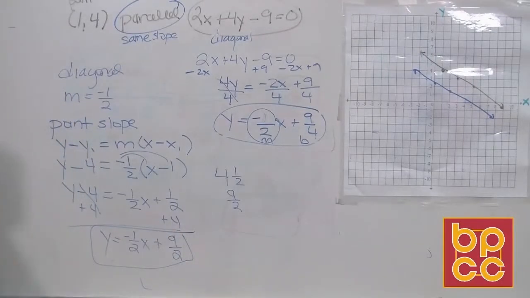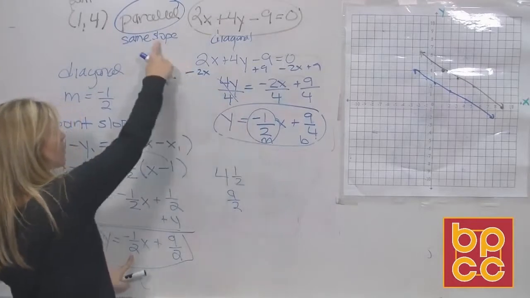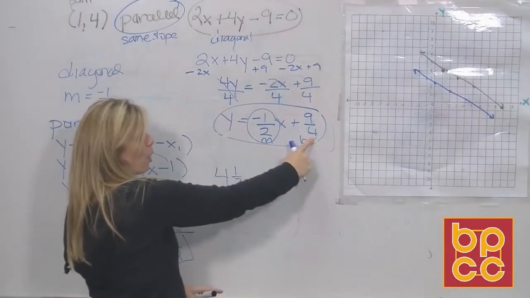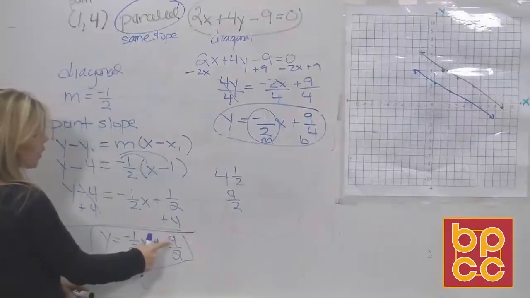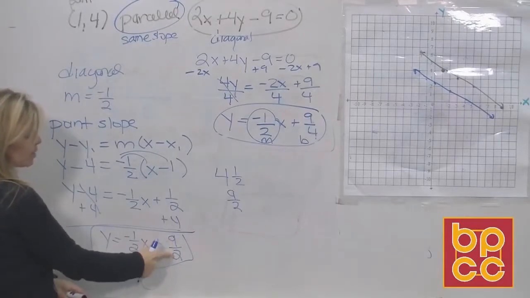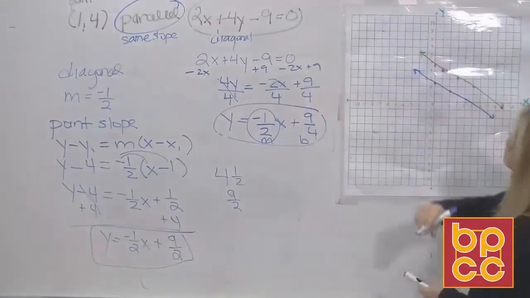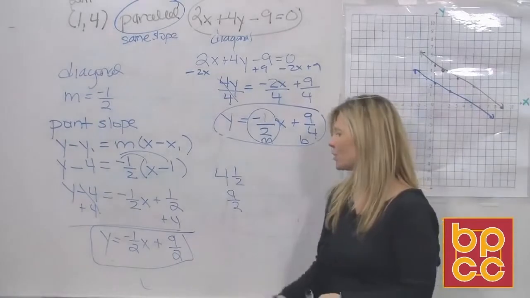Now, you're going to say to me, Miss Black, it's the same equation. No, it's not. Both of these equations have the same slope because we said they were parallel. But everybody look. This diagonal line's y-intercept was at 9 divided by 4. This diagonal line's y-intercept is 9 divided by 2. And if you think about that, 9 divided by 2 is 4 1/2. And that's where it's touching. This diagonal line's touching somewhere in the middle of 4 and 5. So that is a different equation.